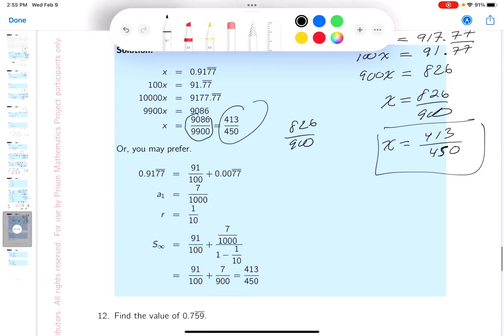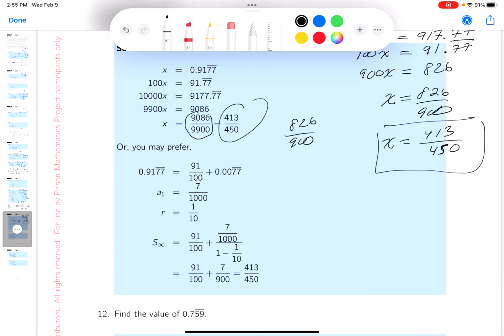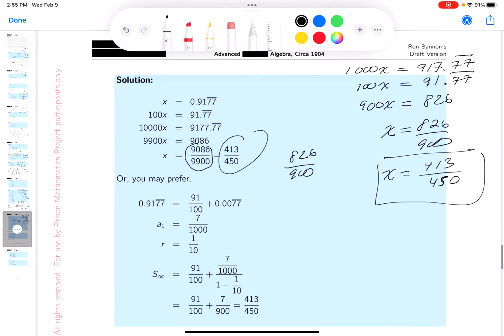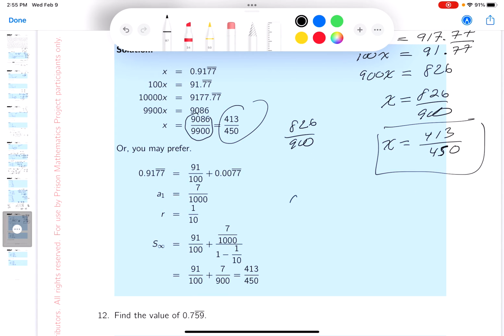Some students are not comfortable with what I just gave them. If they're not comfortable with that, they have to recognize the geometric series when they see the number. So I'm going to write it down differently than it's written over here. It's really 91 over 100 plus 7 over 1,000 plus 7 over 10,000. I think you get the idea. This is the geometric part.